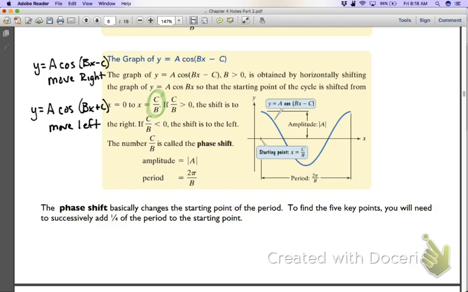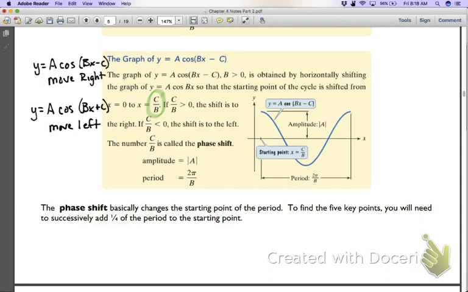So instead of starting at 0, 1 for a cosine, we may start at 1/2 and 1. We may start at 2 and 1. Who knows? It may actually start at a negative value and then cross over our y-axis. All the phase shift does is change the starting point of the period. You still find your same key points: the starting point, the ending point, where halfway is, and then your quarter marks.